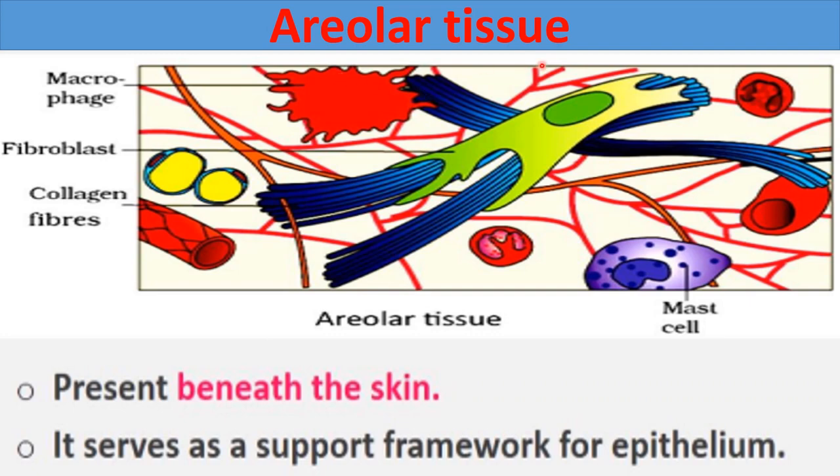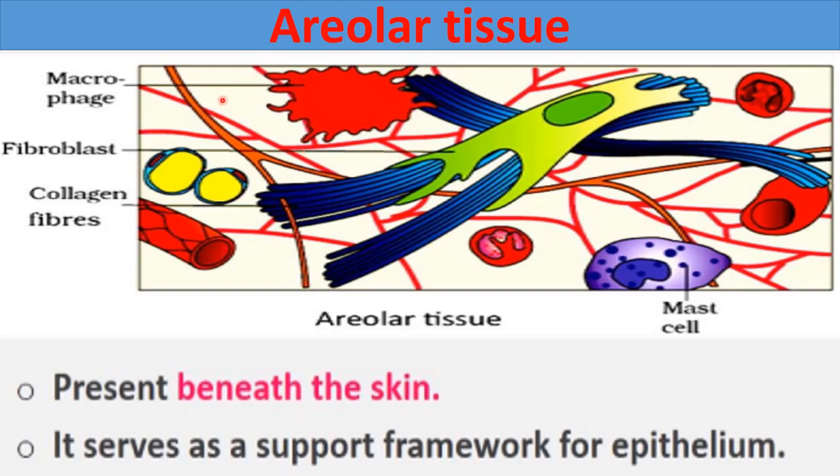First is areolar tissue, a type of loose connective tissue. This areolar tissue is present beneath the skin. It is present below our skin. It serves as a support framework for epithelium. You know about epithelium. So this areolar tissue serves as a support framework for epithelium. And here you can see this areolar tissue, because it's a type of loose connective tissue, all these different cells are present and loosely arranged.